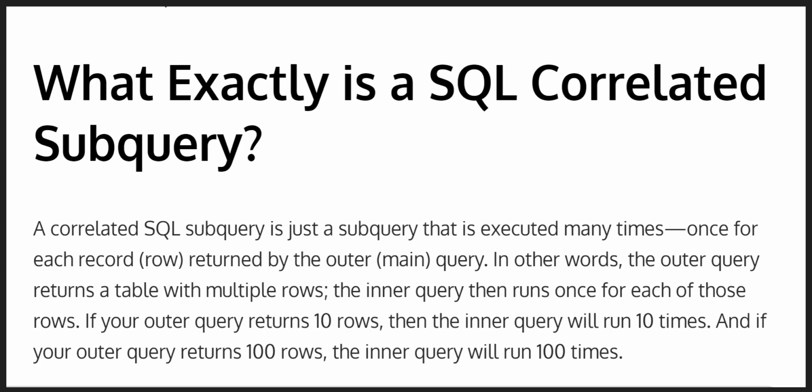Now, let's dive into the syntax and structure of correlated subqueries in SQL. Correlated subqueries are nested within the outer query, and they often use aliases to establish a correlation between the inner and outer queries. This correlation allows the subquery to reference values from the outer query, making it dynamic and adaptable to each row.